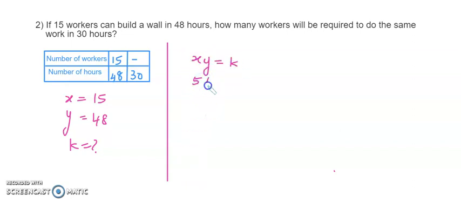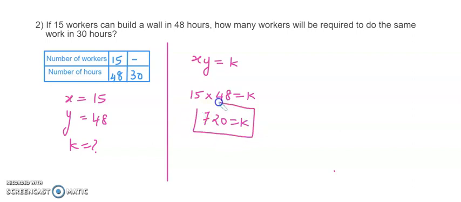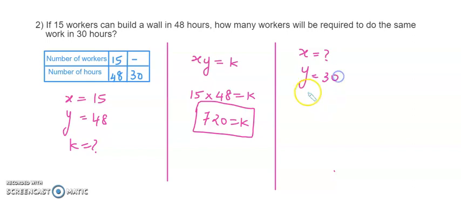x is 5, no, x is 15, sorry, made a mistake. x is 15 multiplied by 48 will give me k. So that is 720 equals k. Now, my x is something which I have to find, because the number of people is something I need to find. The number of hours is 30 and k is given to be 720.